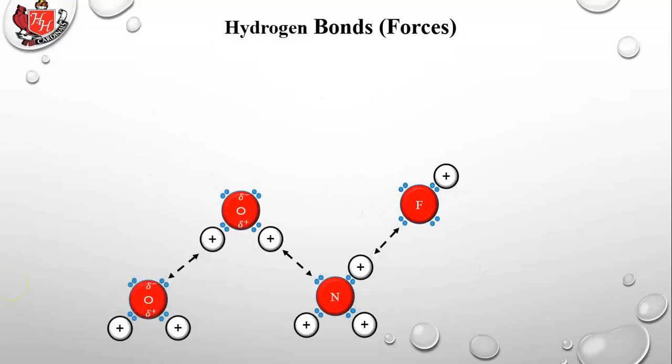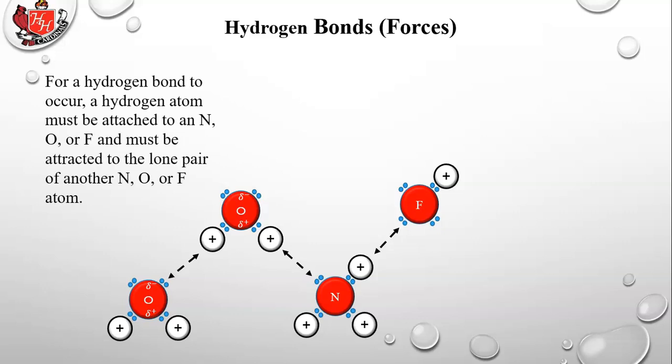Okay, hydrogen bonds. Now I call these hydrogen bond forces because they're not chemical bonds like ionic, covalent, or metallic. They're actually intermolecular forces. So for a hydrogen bond to occur, a hydrogen atom must be attached to a nitrogen, oxygen, or fluorine. So that's the first thing you have to memorize. It has to be one of those three central atoms and must be attracted to the lone pair of another nitrogen, oxygen, or fluorine atom.